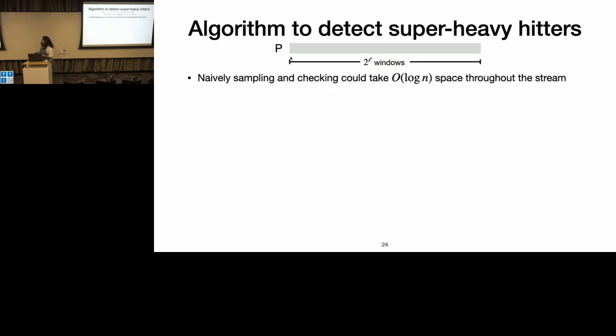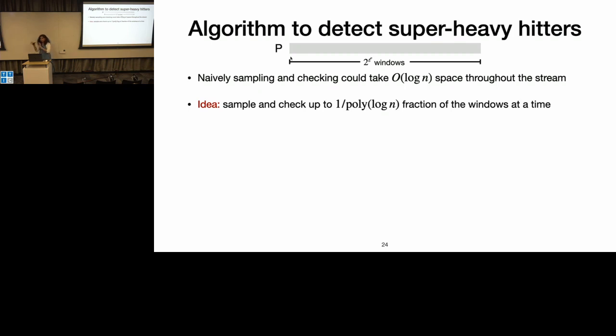If you again try to naively sample and check, it could take log n space throughout the stream. Because if the heavy hitter occurs everywhere in the stream, and you just sample an element and check if it occurs in the whole stream, you could take a lot of space. So the idea is that we are going to sample and check up to only a polylog n fraction of the windows at a time. Here I want to make sure something is clear. We sort of go between the hash value and actually storing the element a few times, so it might be a little confusing.